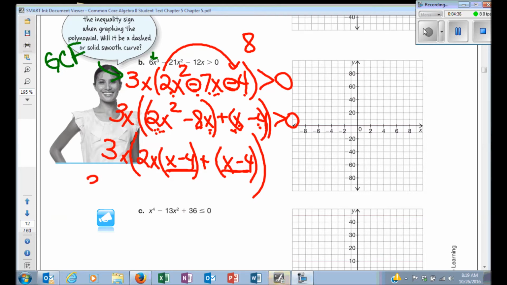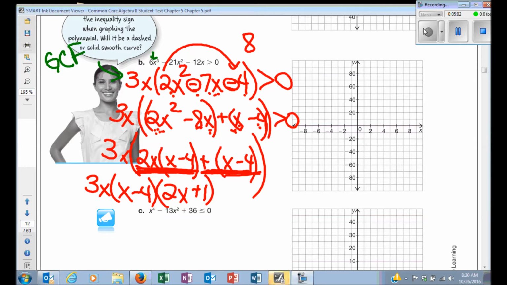So I'm left 3x. What does this have in common with this? So I factor out an x minus 4. Here's another tricky part. What am I left with? What is left here? What is left here? A plus 1. Do not forget that plus 1 there.